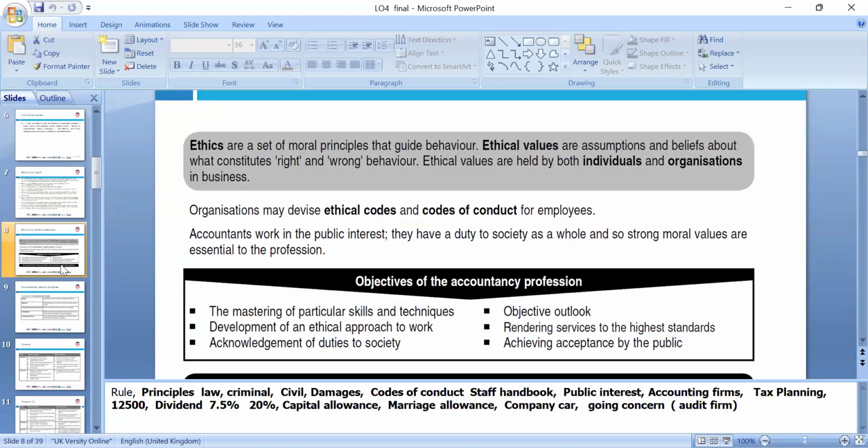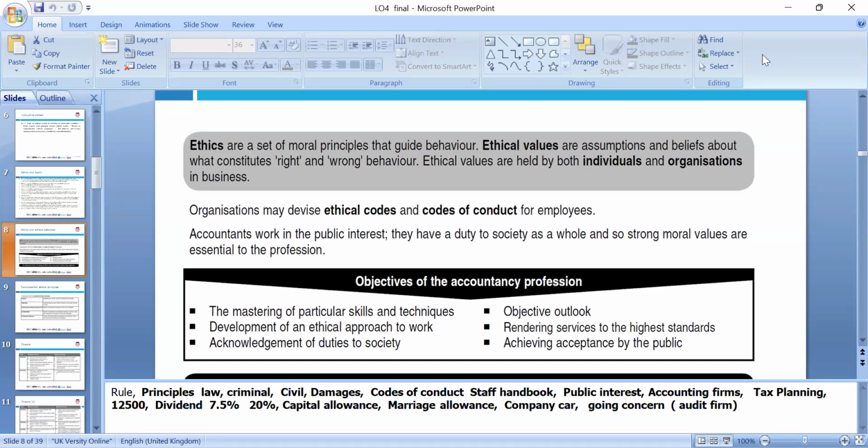Ethics are a set of moral principles that guide behavior. Ethical values are the beliefs about the conditions that constitute right and wrong behavior. Ethical values are held by both individuals and organizations, who devise ethical codes and codes of conduct. The objective of the accounting profession is mastering skill and technique, developing an ethical approach and acknowledging the duty to society, rendering services to the highest standard and achieving acceptance by the public.